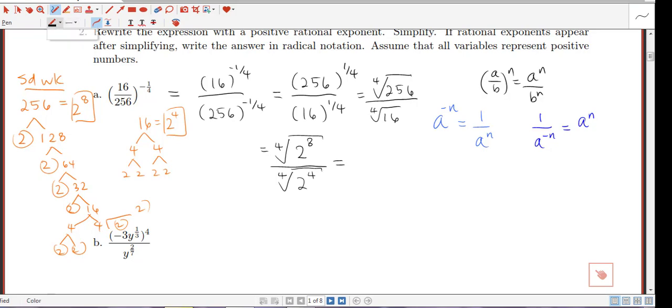So if it's nice, what I'm going to do is circle the one that's divisible by the root 4. So the answer is going to be 2 to the 8 over 4 over 2 to the 4 over 4. That's how it's going to work. So this is what? 2 to the second power over 2 to the first, which is 4 over 2. So the answer is 2.